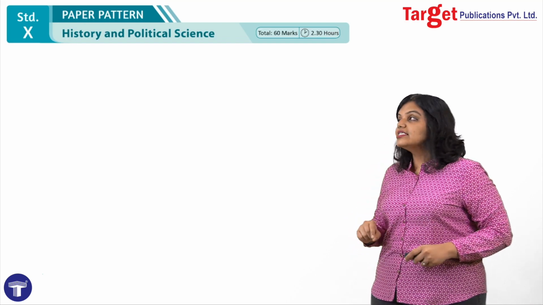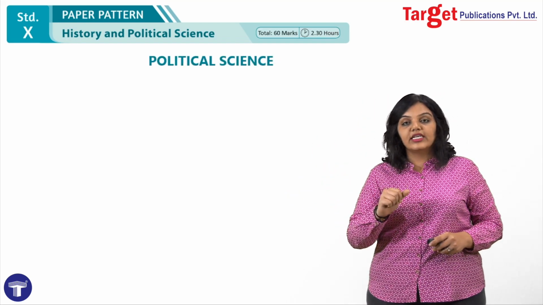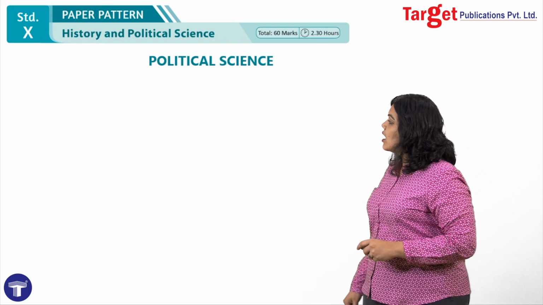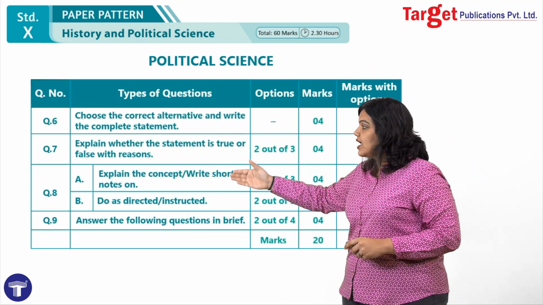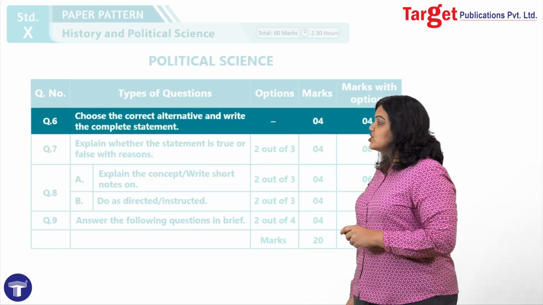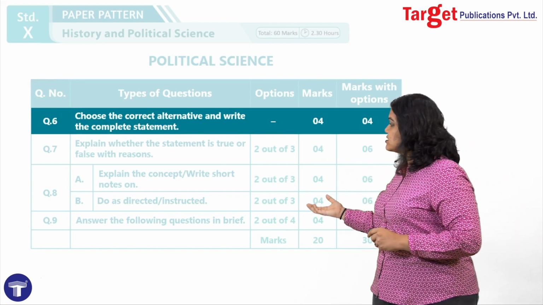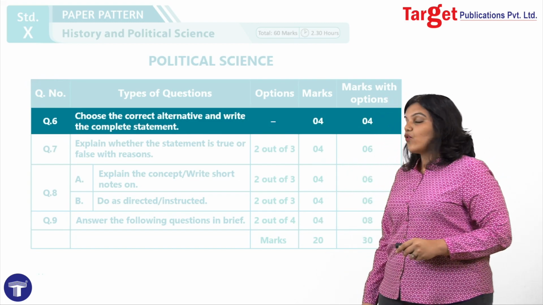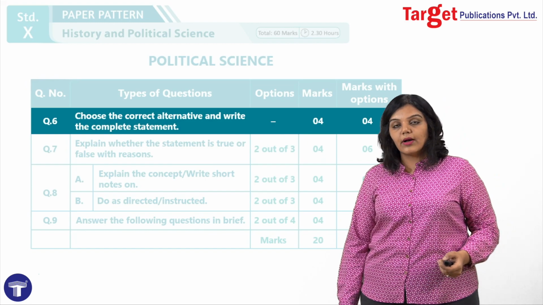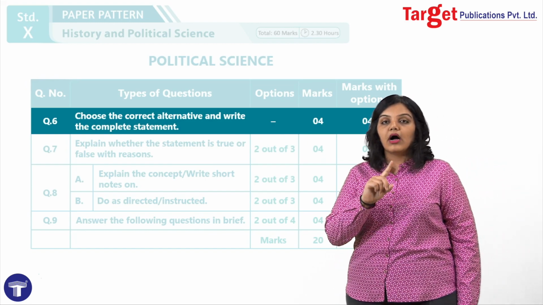Let's move on to the political science question. The political science section is a 20-mark section, and it covers questions 6, 7, 8, and 9. Let's take a look at question 6. Question 6 is again choosing the correct alternative and rewriting the statement. This is for 4 marks. It is also compulsory, and here again you'll be given 4 questions of 1 mark each.